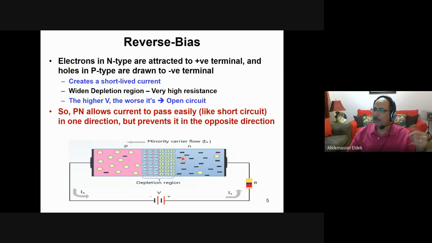But after that, of course, this is exactly as if you are attracting the negative to negative and positive to positive. This means that you are increasing the depletion region. So imagine that the depletion region is like this. The positive side will attract the electrons and push them like this, and the negative side will attract the holes and push them like this. Then you are actually increasing the depletion region, so having current is impossible. So it's exactly like an open circuit. This is what we call reverse bias. So when you have a reverse bias, you have almost an open circuit.